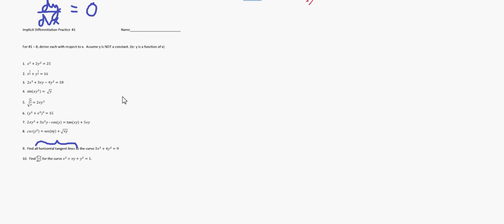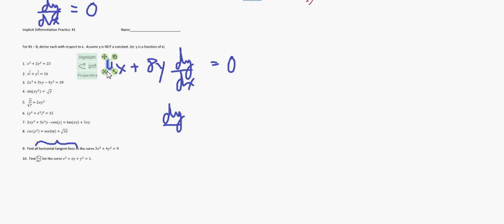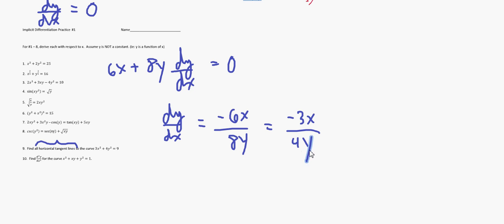So to find out where dy/dx is 0, we've got to derive this thing. So we're going to get 4x plus 8y dy/dx equals 0, which means, not 4x, I'm sorry, 2 times 3 would be 6x. 6x plus 8y dy/dx equals 0. So that's going to simplify down to negative 6x over 8y, which is going to be negative 3x over 4y.